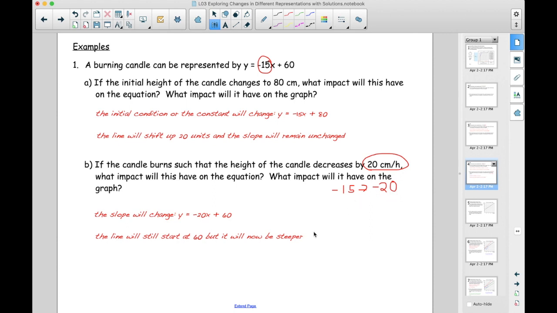So that means the graph is going to get steeper. It's still going to start at 60, but it's now going to be a steeper line. The slope is going to change in the equation, and the slope, because it's sitting right here, we're now going to get a new equation of negative 20x plus 60.